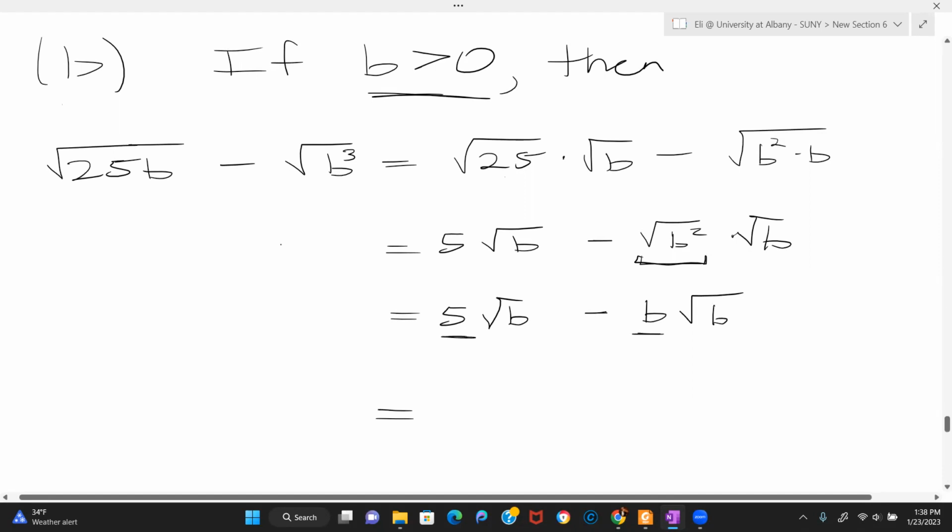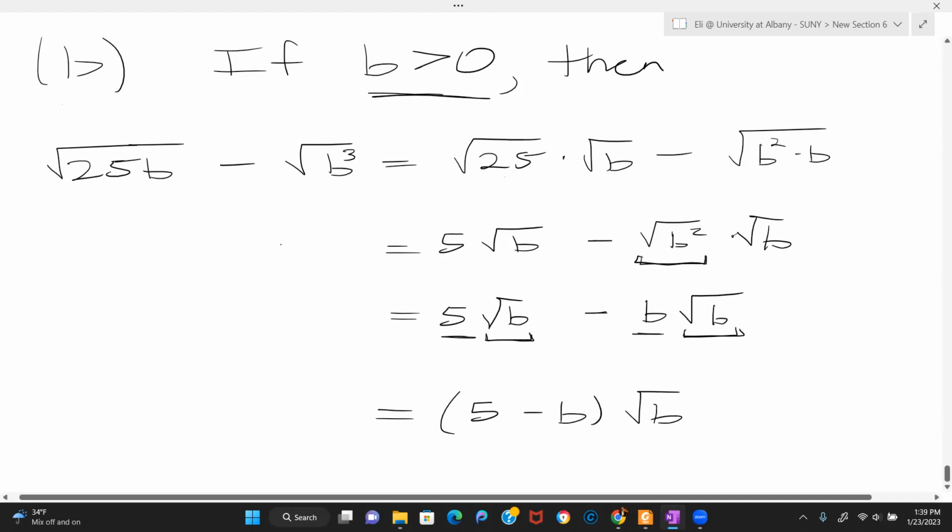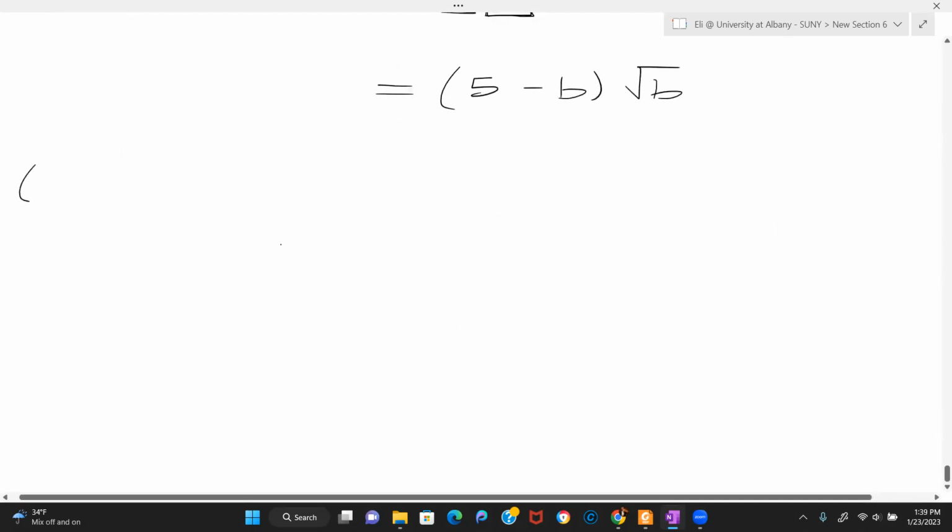And then again, the 5 and the b are like coefficients of the square root of 5, so you can add them together. So you get 5 minus b times the square root of 5. Another way of thinking about it is that this is a common term, and the terms underlined with square brackets are common terms, so you can factor them out to get this. And then for C, this is the last part.